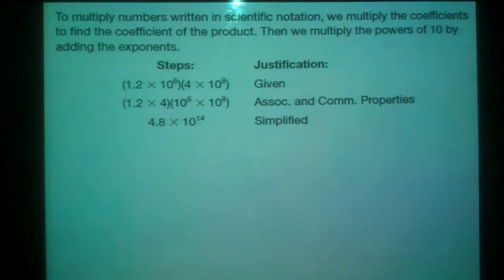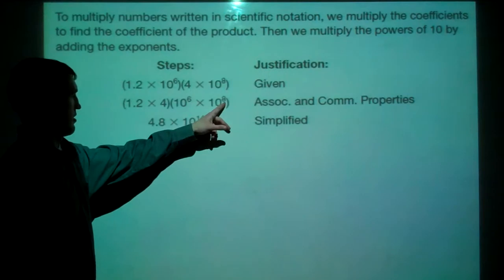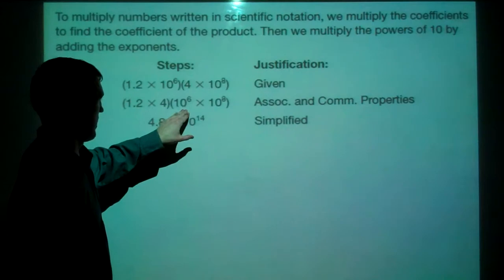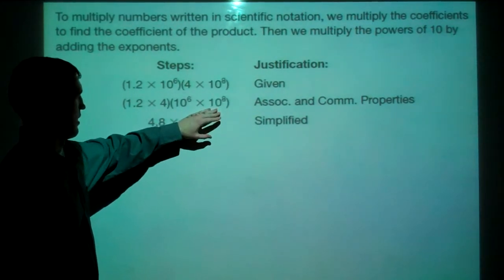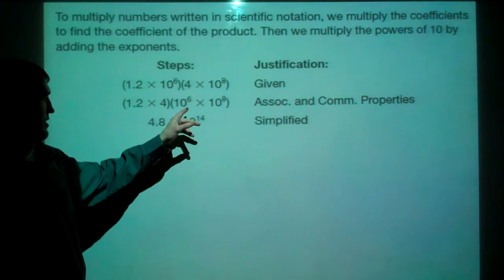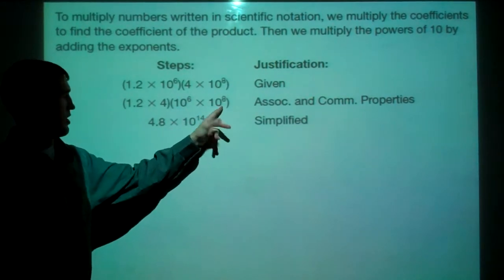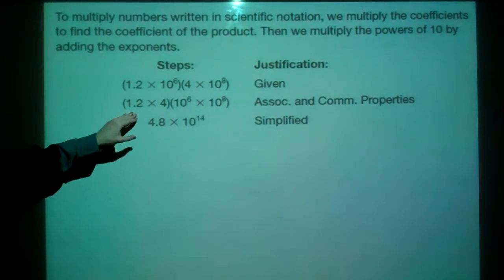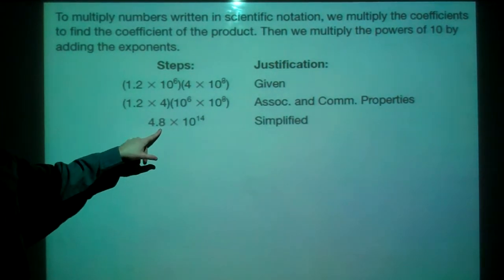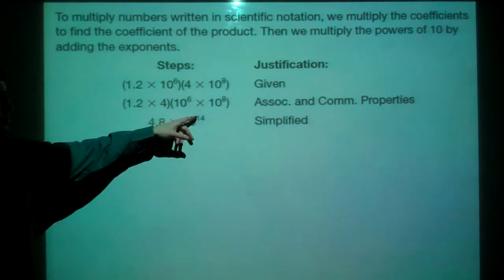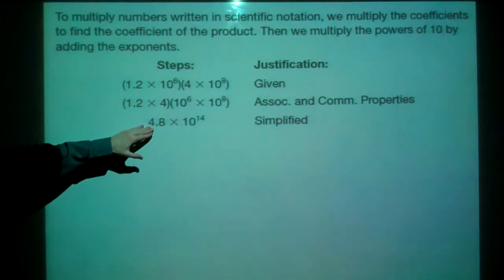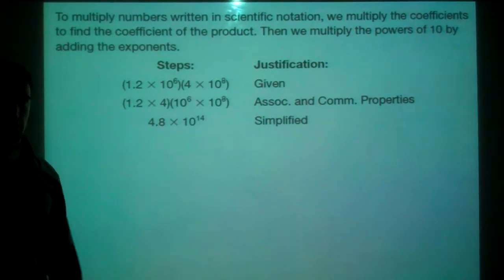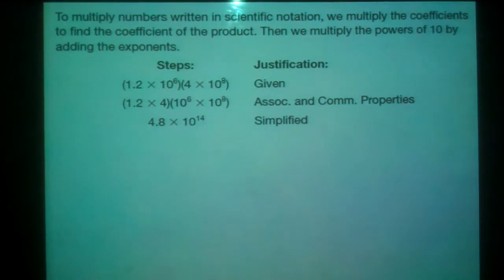And what we do is add 6 and 8, because this means 6 tens multiplied times 8 tens, and we'd have a total of 14 of them. Our shortcut says if this base and this base are the same, we can add our exponents, so we get 10 to the 14. 1.2 times 4 is 4.8. So this is written in scientific notation. This number is less than 10, but it's greater than 1, and it's multiplied by a power of 10. So we're good. That one is simplified.